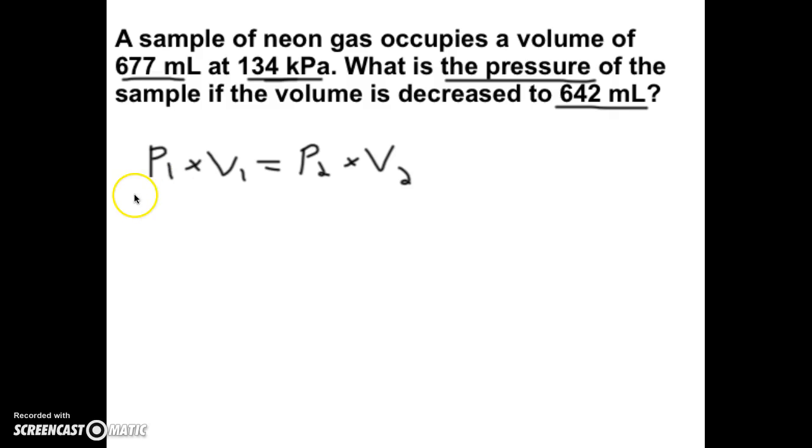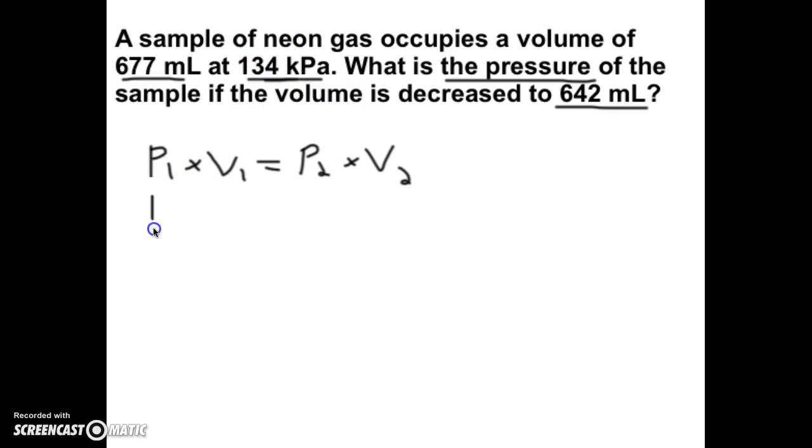Alright, so now we want to plug the information into the equation and solve for the unknown. So we're looking for the new pressure. So P2 is going to be what we solve for at the end of the problem. The ones are your starting conditions. So we're starting off with 677 milliliters, 134 kPa. So we can plug those in.